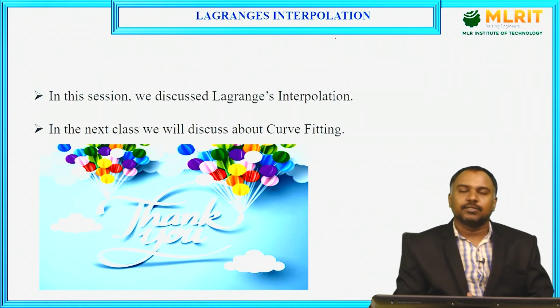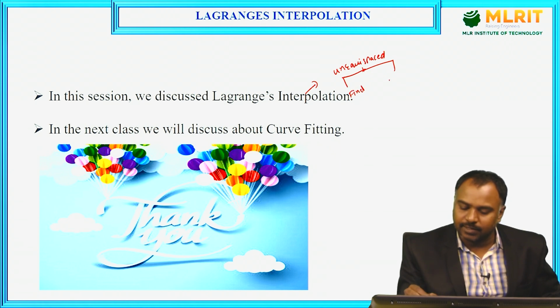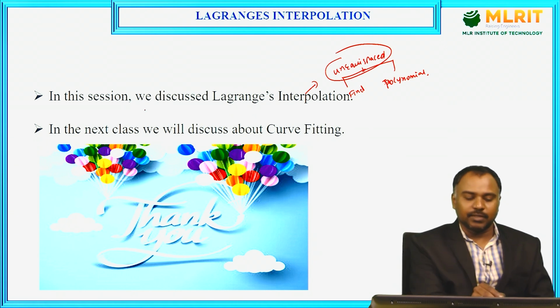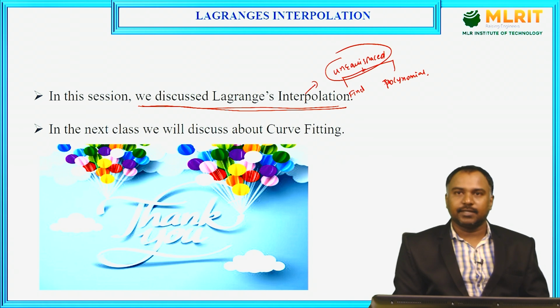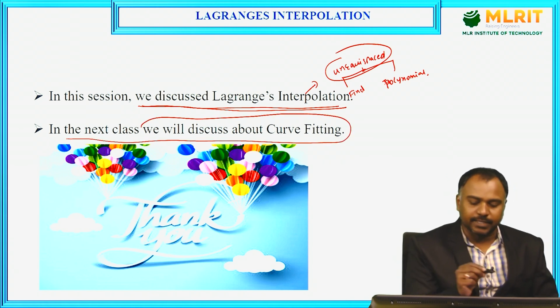So this is how we use Lagrange's interpolation. Lagrange's interpolation is meant for unequally spaced data. In unequally spaced data, one may be finding a value, and another may be finding the interpolating polynomial. So this is exclusively for unequally spaced data. In this lecture we discussed Lagrange's interpolation. In the next lecture we are going to discuss curve fitting, right? Thank you.